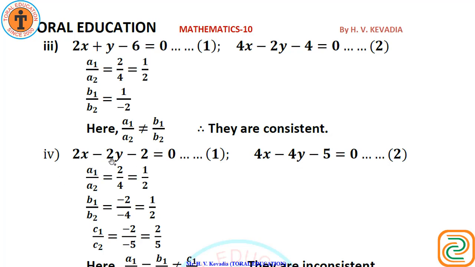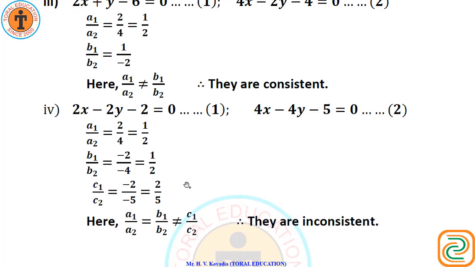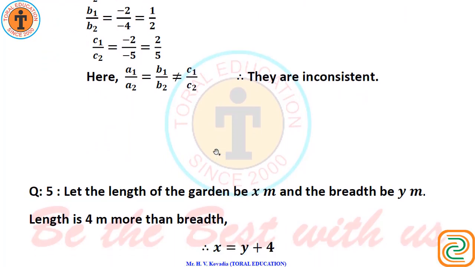2x minus 2y minus 2 equals 0 and 4x minus 4y minus 5 equals 0. So we have a1 upon a2, 2 upon 4, that is 1 upon 2. Minus 2 upon minus 4 is also 1 upon 2. And c1 upon c2, minus 2 upon minus 5, is 2 upon 5. So the same condition: a1 upon a2 equals b1 upon b2 but not equal to c1 upon c2. Therefore they are inconsistent. Remember these things. I tell you again and again.